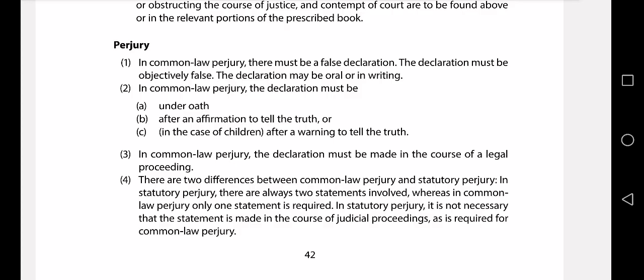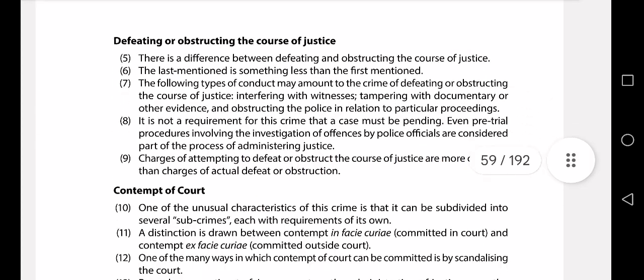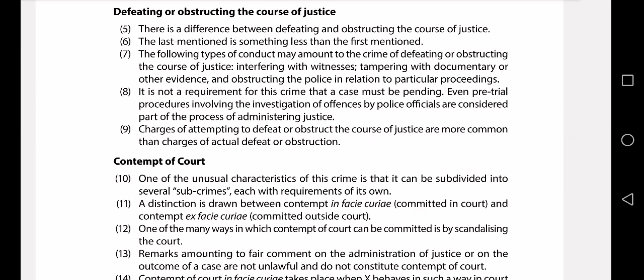Defeating or obstructing the course of justice. There is a difference between defeating and obstructing justice. The last mentioned is something less than the first mentioned. The following types of conduct may amount to the crime of defeating or obstructing the course of justice: interfering with witnesses, tampering with documentary or other evidence, obstructing the police in relation to particular proceedings.